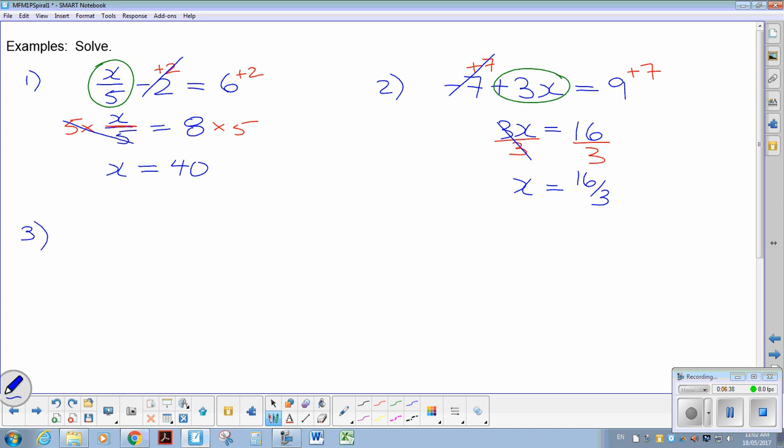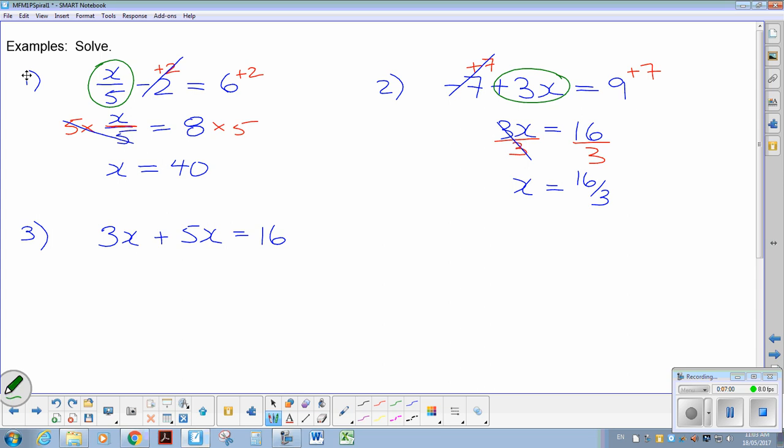All right, number 3, another two-step equation. Let's go do one that looks like this. 3x plus 5x equals 16. All right, so this one looks a little bit different. It's still a two-step equation. But what do we have on the one side?